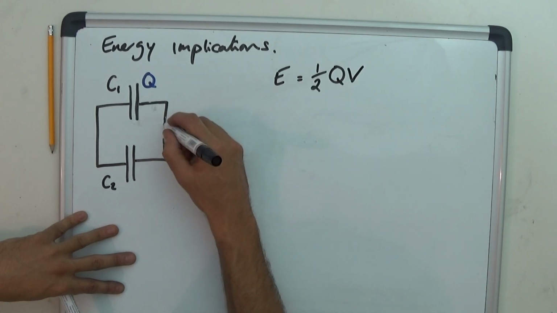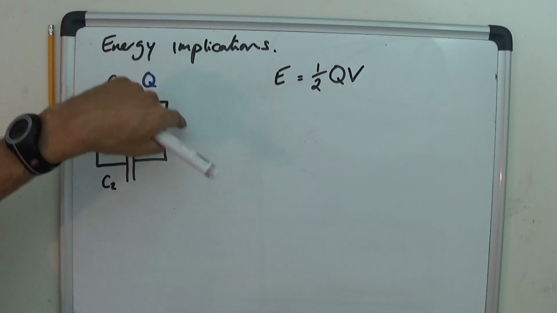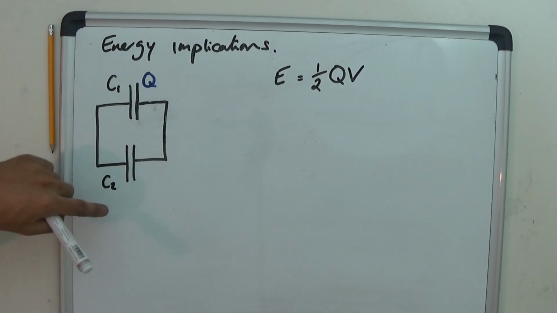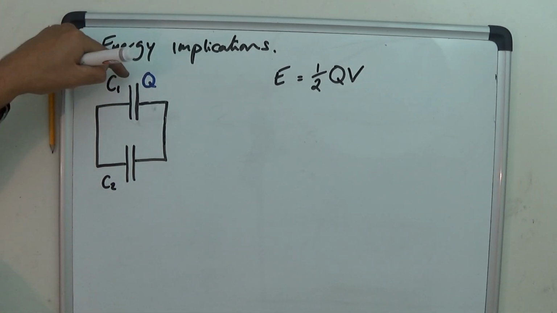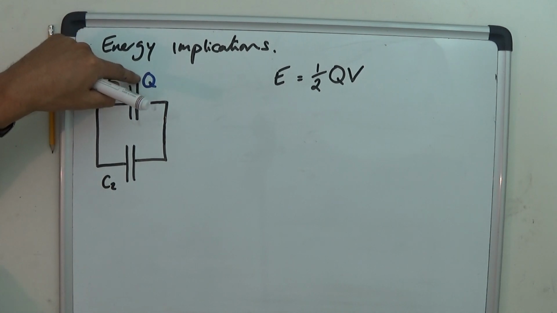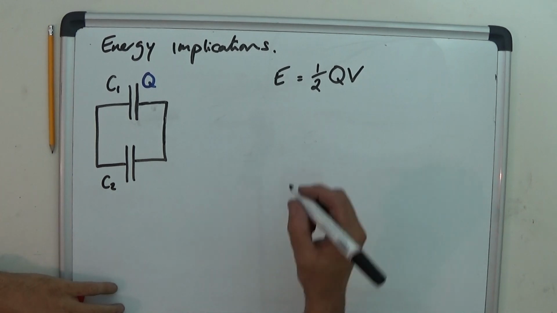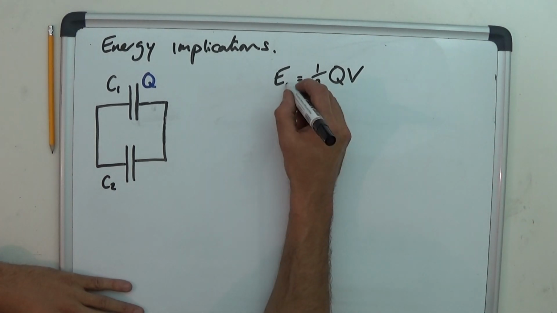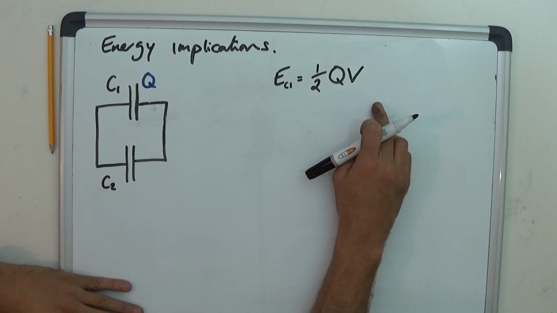When we connect these two together, the situation is going to change and the charge will spread itself around. Assuming these two capacitors are identical, and we'll go into the scenario what happens if they're not, you can work it out yourself, but half the charge is going to leave and spread itself around evenly. Okay, so we just think about the situation for C1. If I just say energy of C1, in the initial case it's going to be half QV.